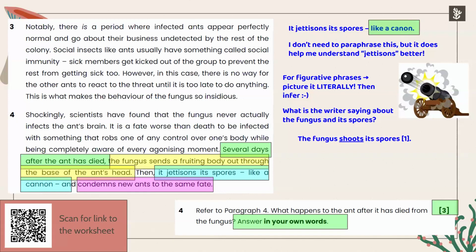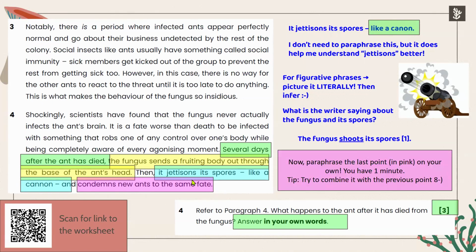Good. Now, I want you to try paraphrasing the last point in pink on your own first. Try to combine it with the previous point, and then we will take a look at the last question. Gabby, your answer is perfectly fine. It infects other ants as well. Actually, I see a lot of you have done the paraphrasing. I'm so sorry. But yes, good. It infects other ants as well. Correct. Sentences new ants to the same destiny.